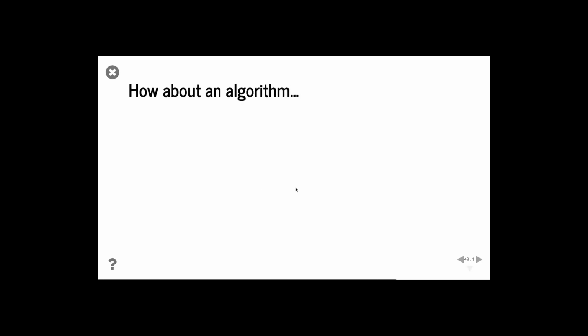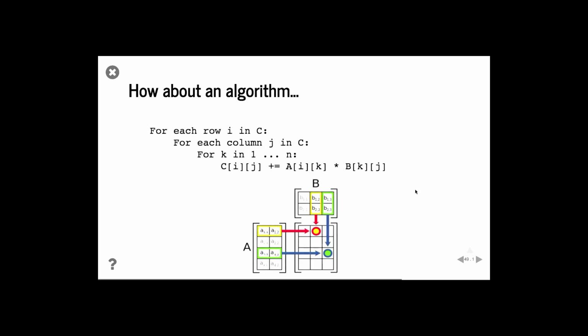How about an algorithm, all right? We like algorithms. Algorithms are fun. They tell us what we need to do. They're a recipe. Turns out actually writing matrix multiplication in an algorithm is also harder than I thought it was going to be. But this is my attempt at it.